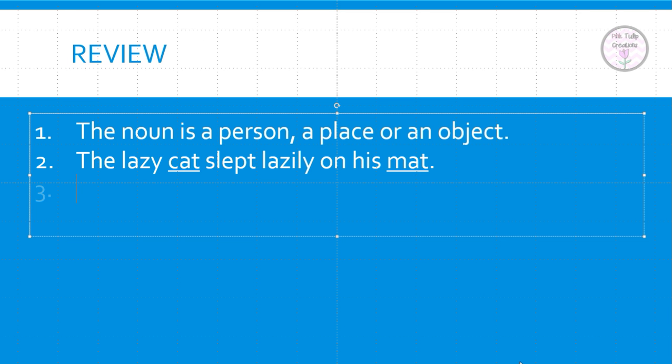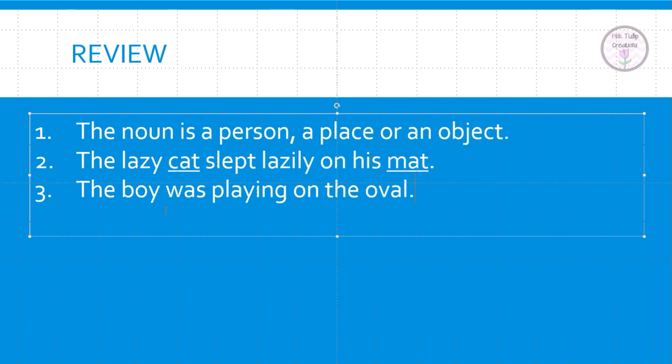Alright, I'm going to do one. Let's see if I can think of one on the spot. The boy was playing on the oval. Okay, and that's my sentence that I'm going to use. That's very plain, and I asked you guys to come up with really creative sentences, so hopefully you were able to do better than that. I was on the spot. So the boy is my noun, so I would underline that one, and the oval. Okay, and if you were discussing it as a class or a partner, hopefully you were discussing the noun in your sentence.